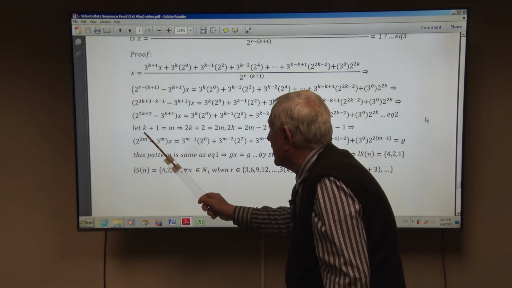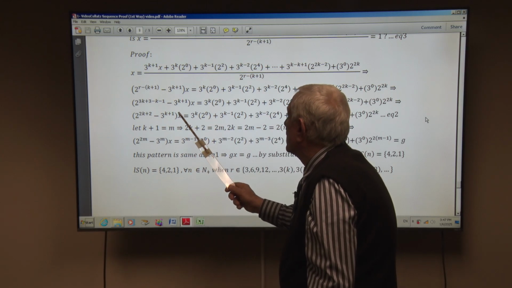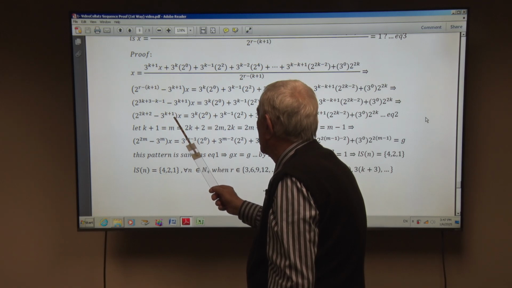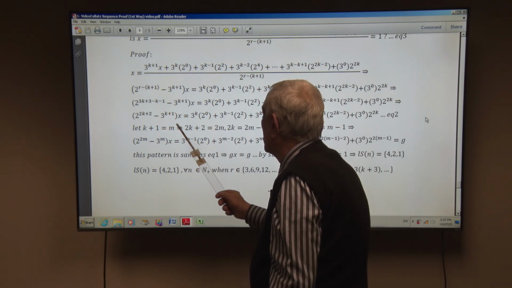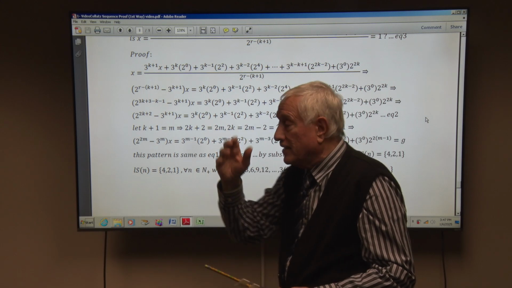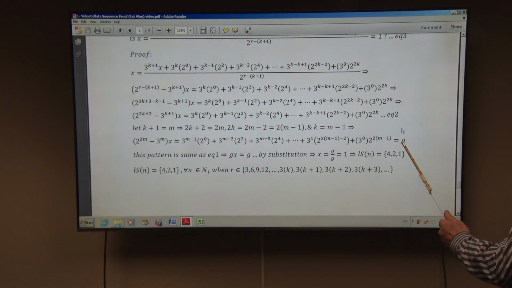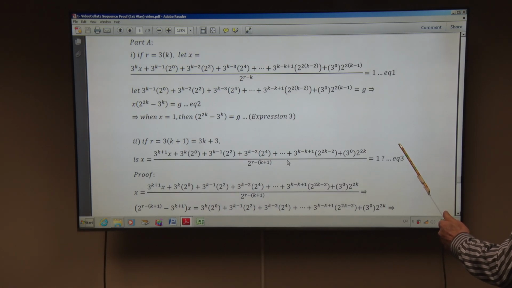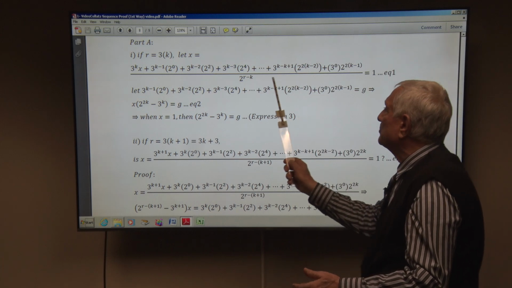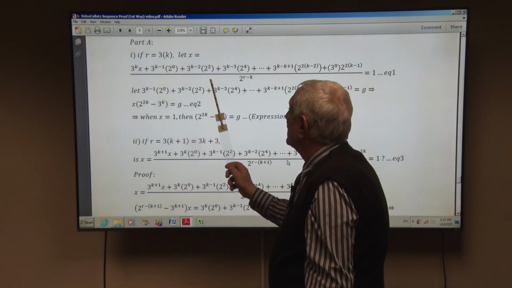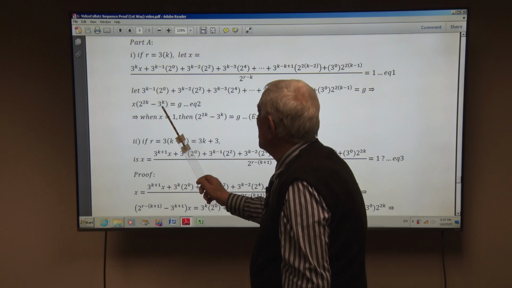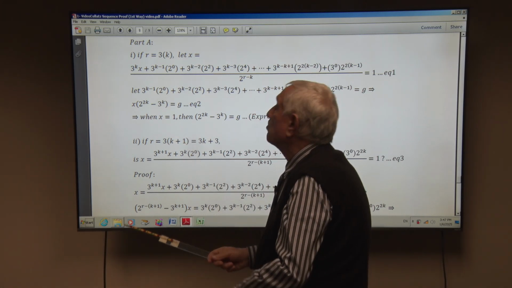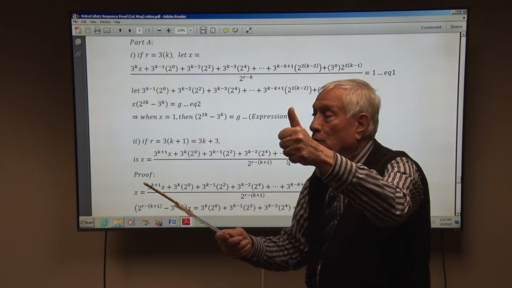I started from here. Let k plus 1 equal m. Why am I doing this? You see, k plus 1, I made it one letter. Why am I thinking like that? What's the reason? Because when I go to the top, this is my pattern. Do you see here, 3 to the k? When I have 2 terms here, I have to make those 2 terms one letter.